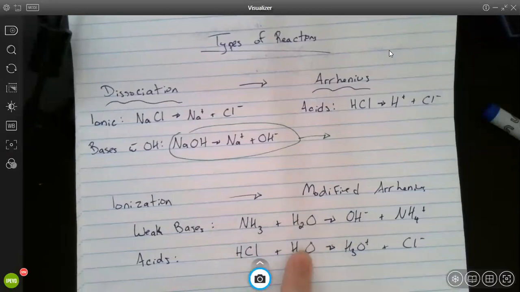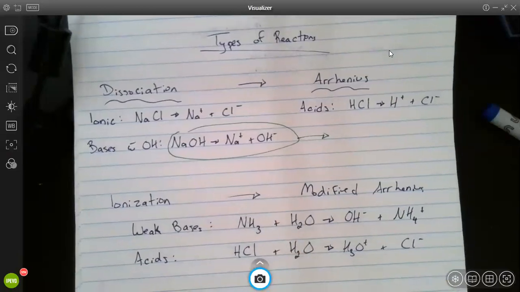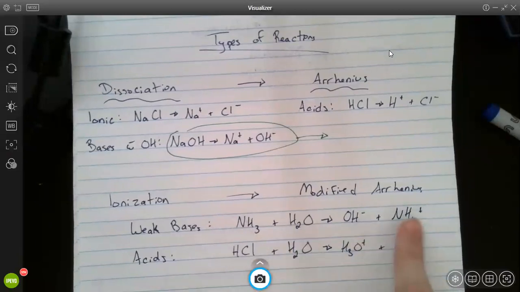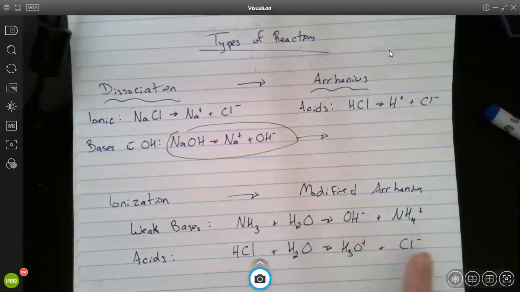For any type of ionization reaction or modified Arrhenius, you always have to have water as one of your reactants. If it's a base, you'll take your base, add the water. Because a base is a proton acceptor, it's going to get an extra H+, and it always makes a hydroxide ion in solution. When an acid reacts with water, the acid is a proton donor, so it gives an H+ to the water, which is how we make our hydronium ion, and then our non-metal becomes the other ion.